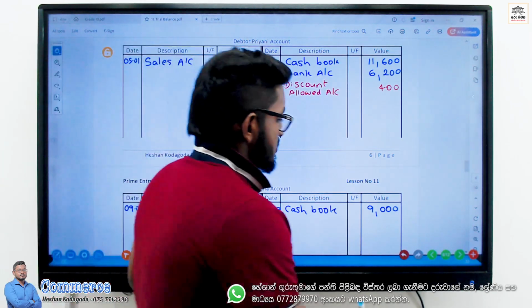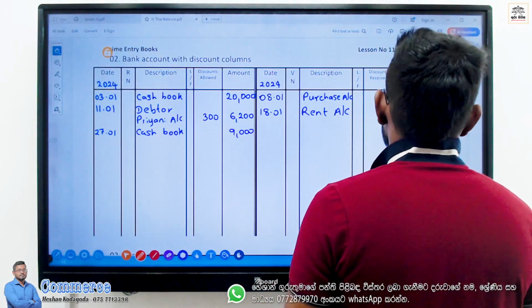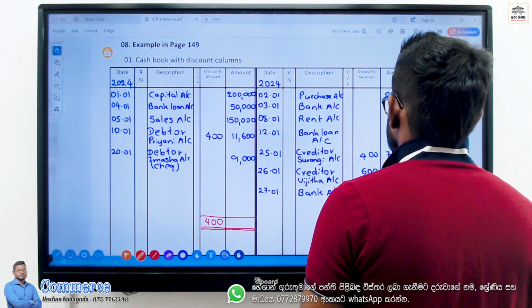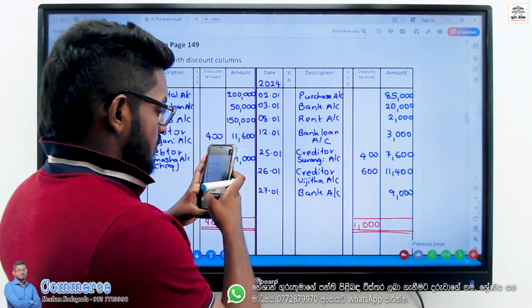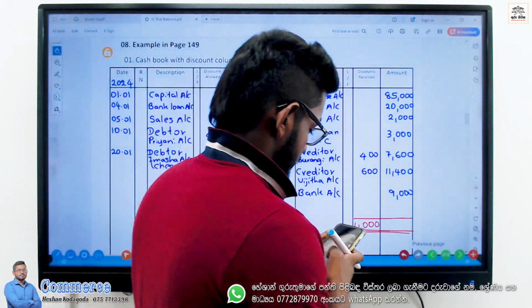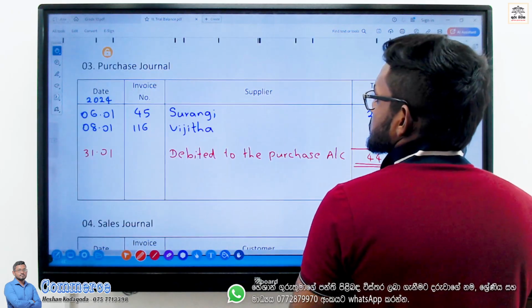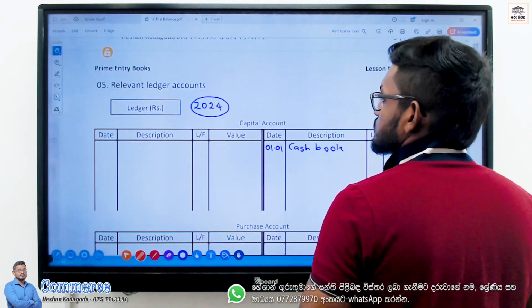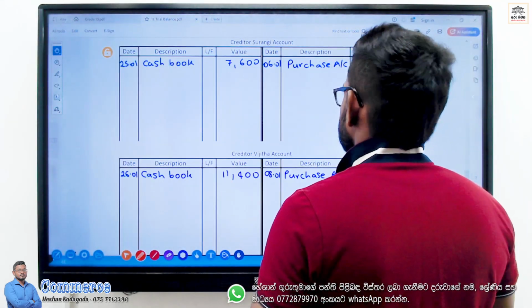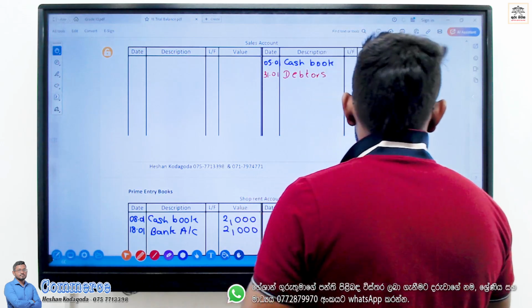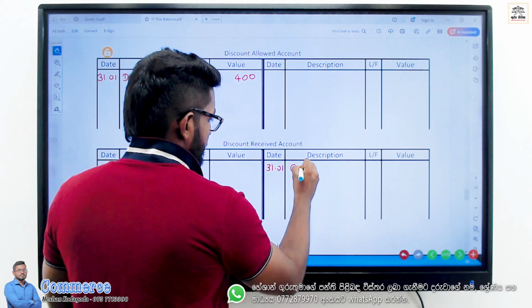Then go to the discount received account in here. It's 1000, right? Discount received account credit, creditors account debit, right? Go to the discount received account. 31st of January, write it as creditors.